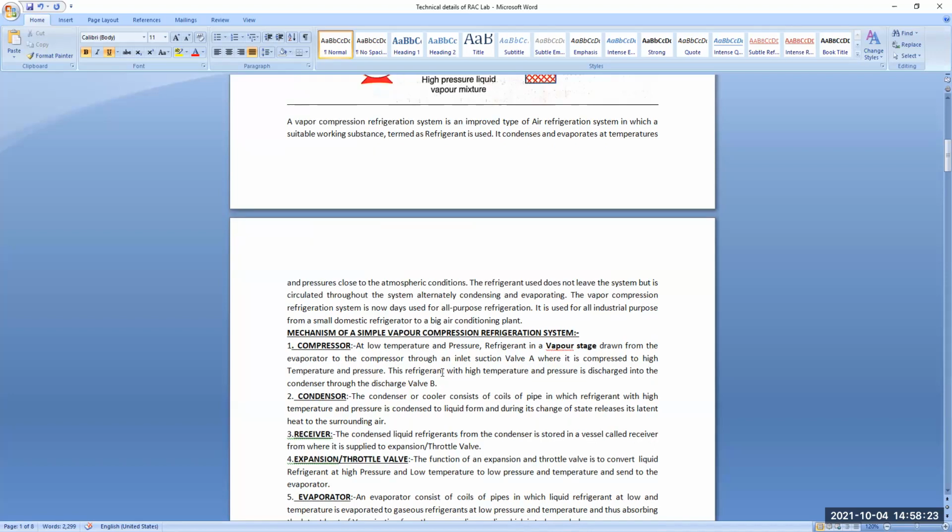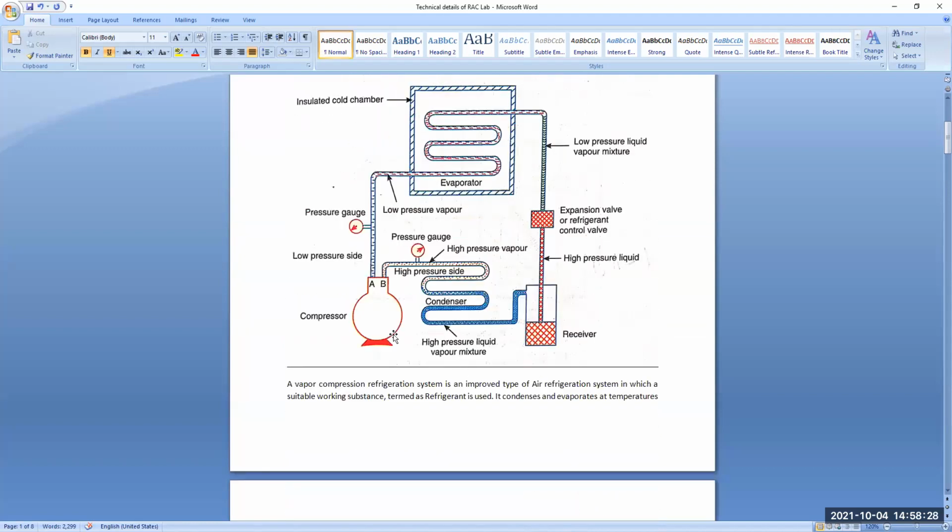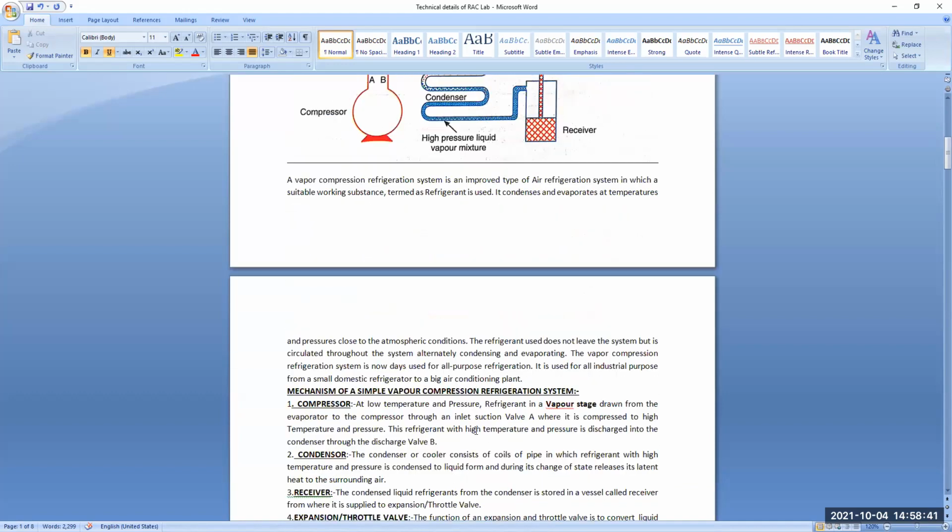From the evaporator itself to the compressor through an inlet valve, where it is compressed. This is the compressor, this is the evaporator. From the evaporator it comes to the compressor, next goes to the condenser, next the capillary pipe, then goes back to the evaporator itself. So what is it doing?